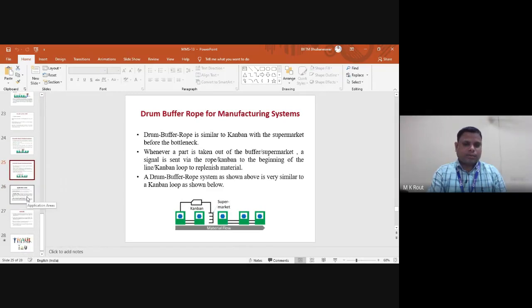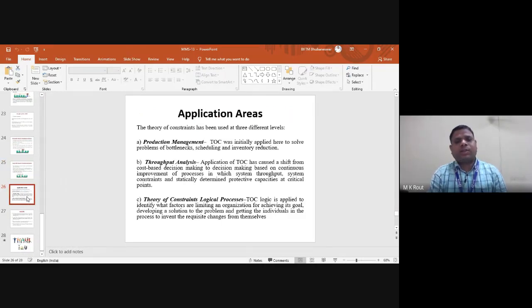Then the next one, the application areas: production management, throughput analysis, and theory of constraint logistic process. In this application area, the theory of constraint was initially applied to solve the problem of bottleneck scheduling and inventory reduction. The application of theory of constraint is a shift from cost-based decision-making to decision-making based on continuous improvement, in which the system throughput and the system constraint determine proactive capability at a critical point. And the last one is the theory of constraint logic, applied to identify what factors are limiting an organization from achieving its goal, which is known as profit, and developing a solution to the problem, getting the individuals in the process to invent the requisite changes themselves.